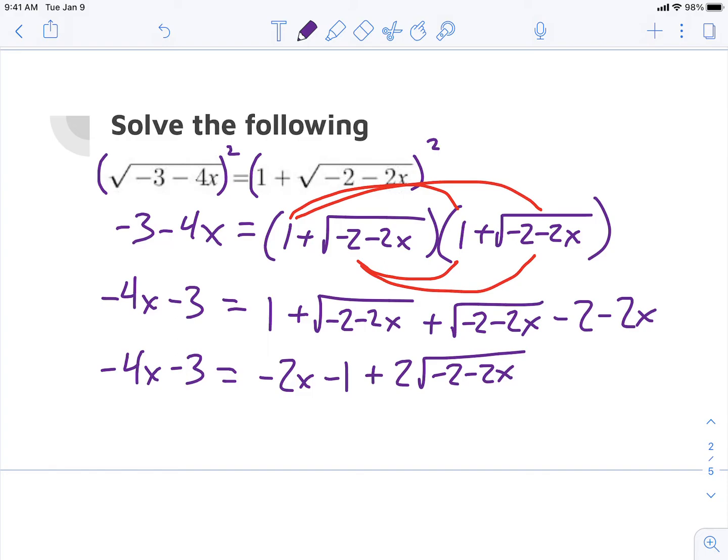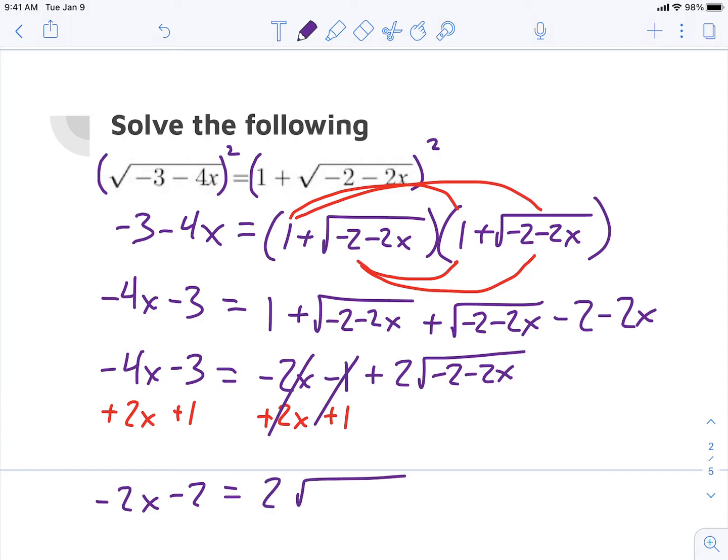Okay, now this actually looks a little more like something that we've done in class. It's a little bit bigger, but it should be fairly straightforward at this point, if any of these could be considered fairly straightforward, that is. So we'll isolate the radical. That will be -2x minus 2 equals, this stuff cancels out and we get 2 root -2 minus 2x.